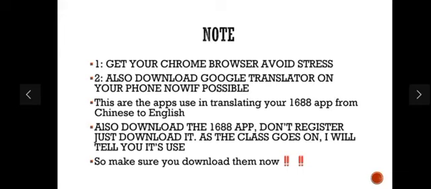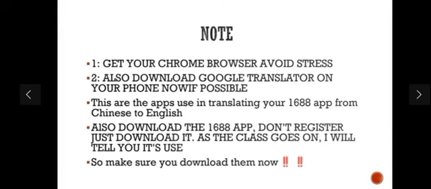Then for searching and checking product specifications, I advise you use Google Chrome, except when you want to copy the product link, which we'll be discussing very soon.